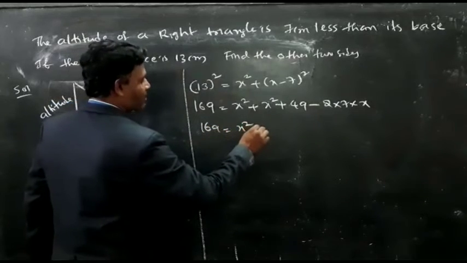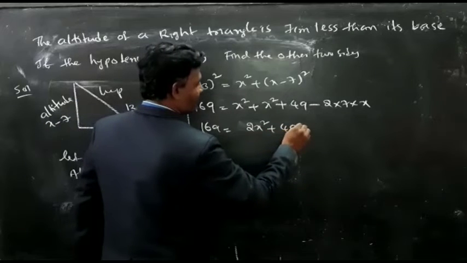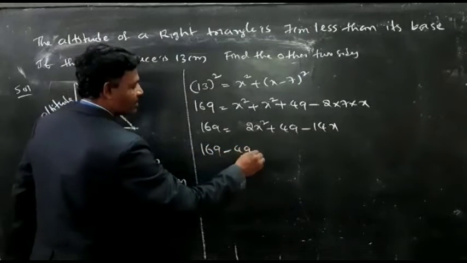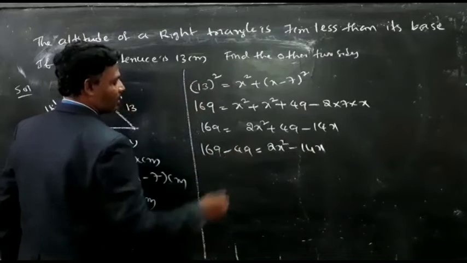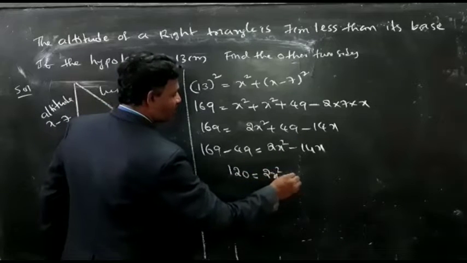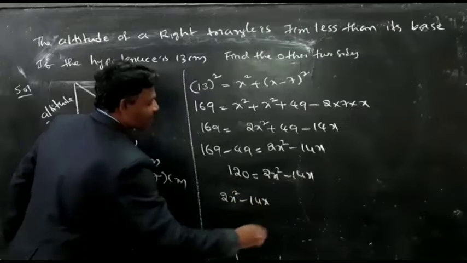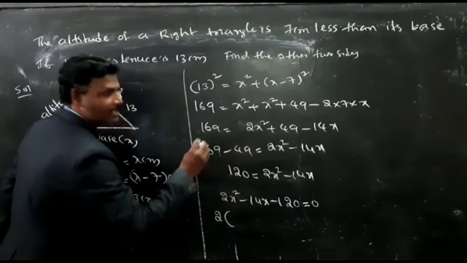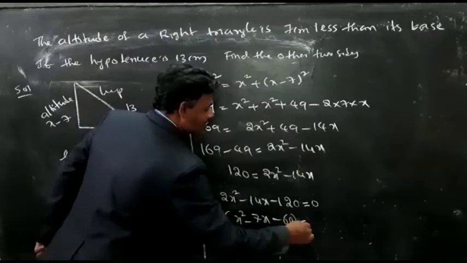a square means x square, b square means 49, minus 2ab means 2 into 7 into x. 169 is equal to x square plus x square, 2x square, plus 49 minus 14x. So 169 minus 49 is equal to 2x square minus 14x. How much is it? 120 is equal to 2x square minus 14x. 2x square minus 14x minus 120 is equal to 0. Here I am going to take 2 as a common. x square minus 7x minus 60 is equal to 0.